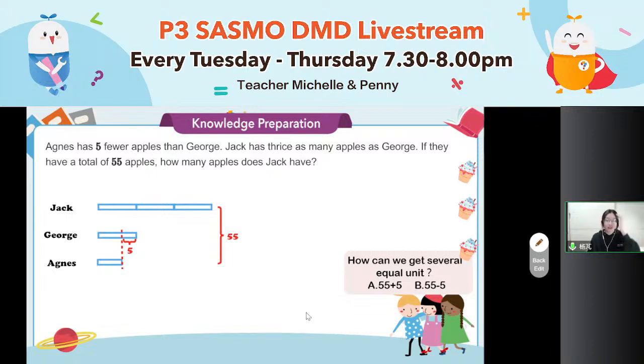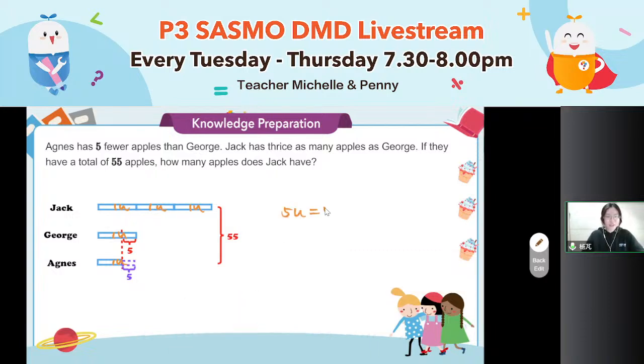Let's try. What does the plus 5 do? If I plus 5, what will happen? Plus 5 means I make up this part. Oh, if Penny gives 5 apples to Agnes, she will have the same amount as George. If the same amount as George, oh, Agnes is also 1 unit. Then how many units do we have altogether? 5 complete units, right? But do the 5 units equal 55?